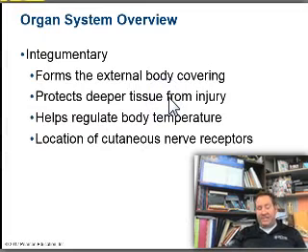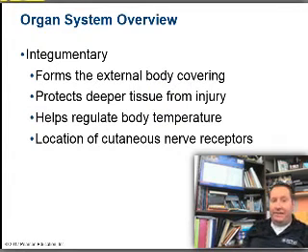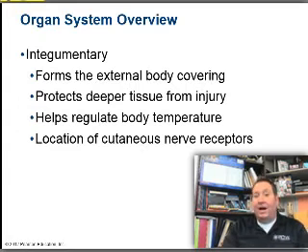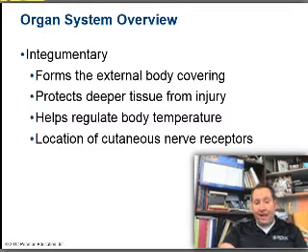The first major organ system we're going to talk about is the integumentary system. So the integumentary system is going to form the external body covering. The major organ of the integumentary system is going to be the skin. The major job or function of the integumentary system basically is protection. It's going to protect deeper tissue from injury. It's going to protect you from drying out as well.